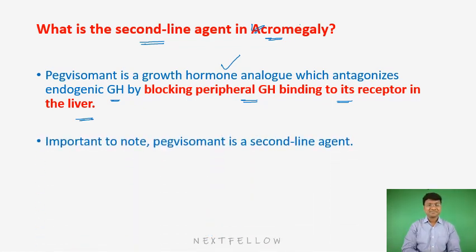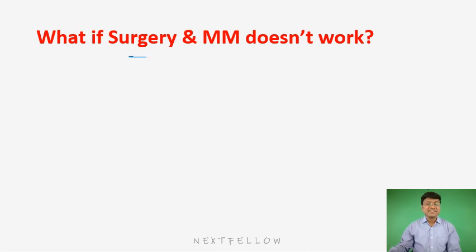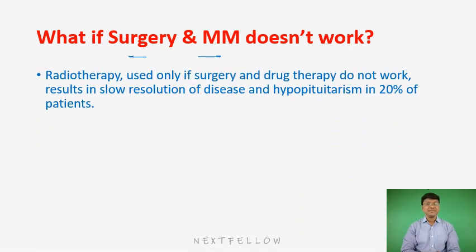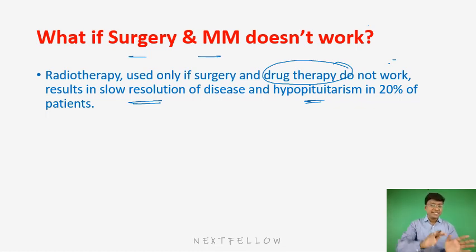And what if surgery and medical management do not work? What is the next line of management? Next line of management will be radiotherapy. This radiotherapy is used only when surgery as well as drug therapy do not work. Then you do the radiotherapy. But the problem with radiotherapy is slow resolution of the disease. And hypopituitarism is seen in 20% of patients when you are doing radiotherapy. So that will be the last line of management. If surgery and medical management do not work, we do this radiotherapy.